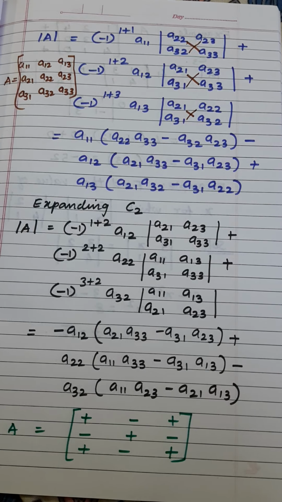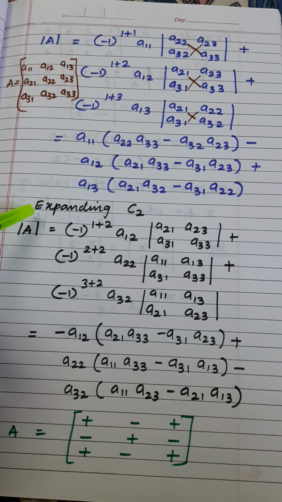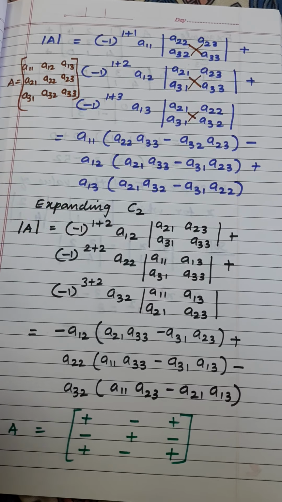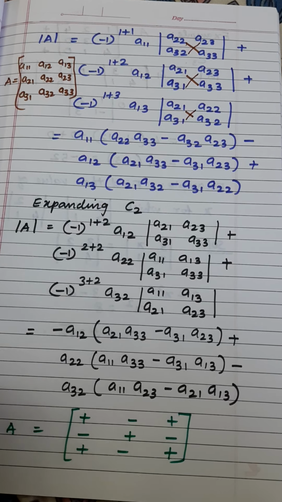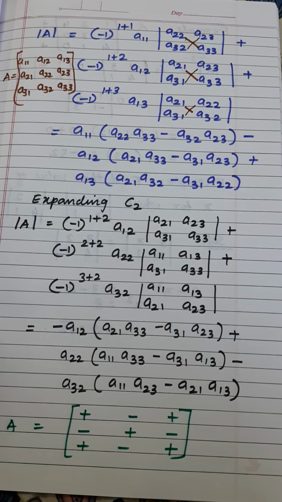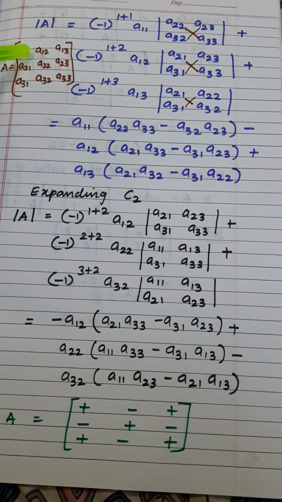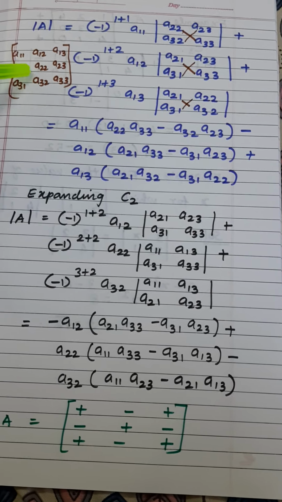Now we are going to find the same determinant by expanding column 2. You can find a determinant value by expanding any row or any column. One or two examples I am giving here; you try out the remaining ones. So expanding column 2, the column 2 elements are A12, A22, A32.